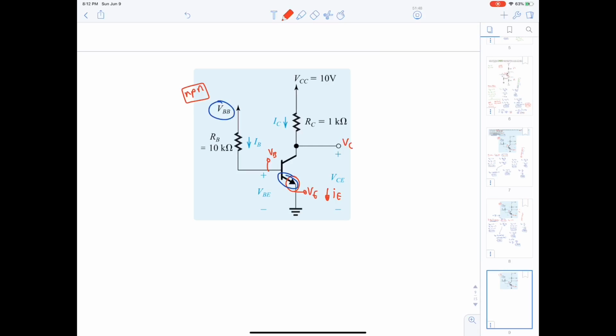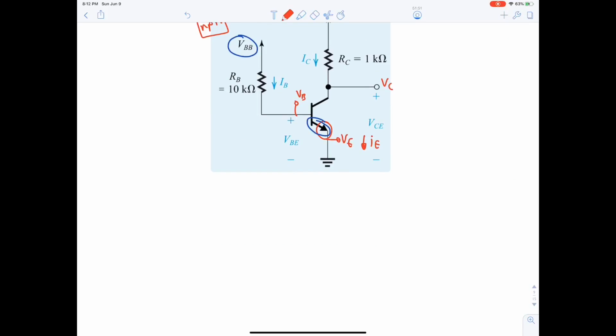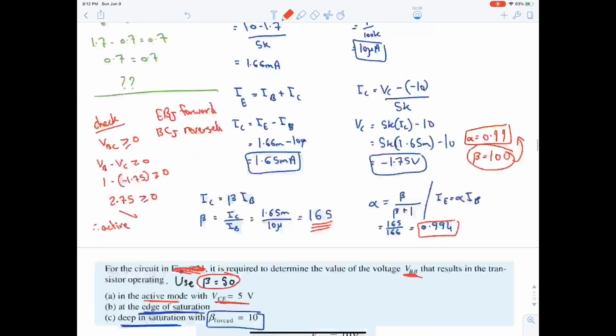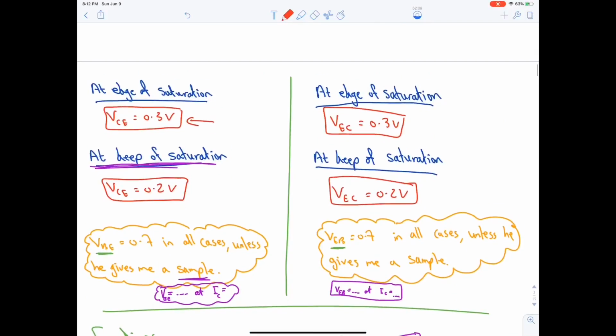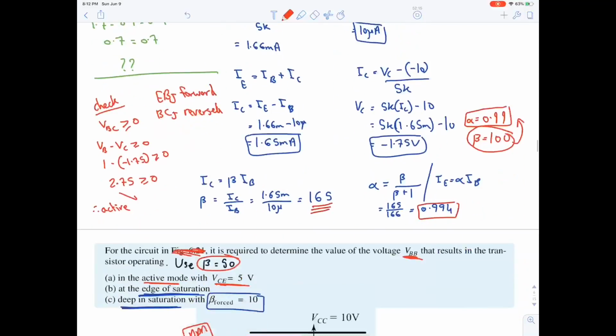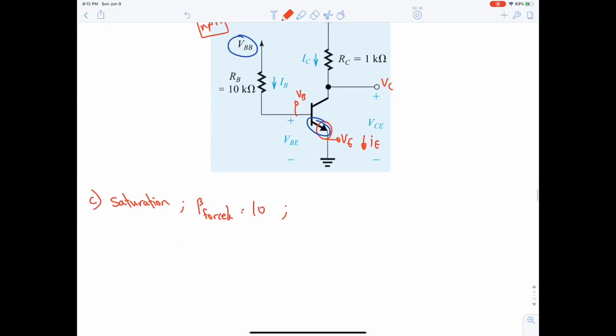And BN. Now we need to solve this in saturation. Deep in saturation, same thing. Beta first is 10. And in saturation, we know that VCE is equal to 0.2, okay? Which is the left side of the transistor. Here, VCE. VCE is always equal to 0.2 in saturation. In PNP, it will be VEC, okay?